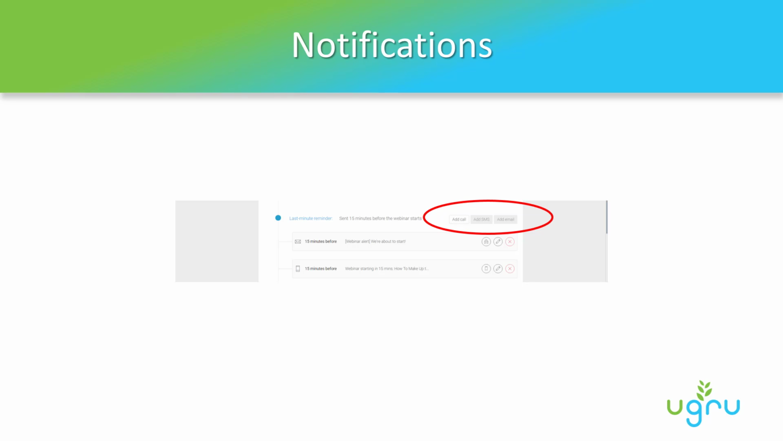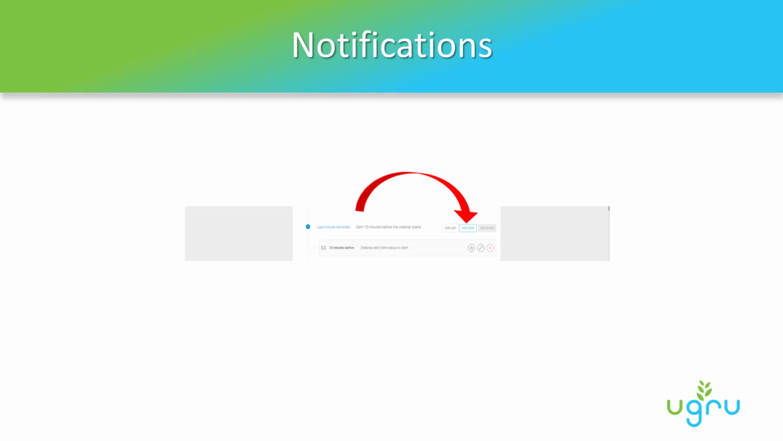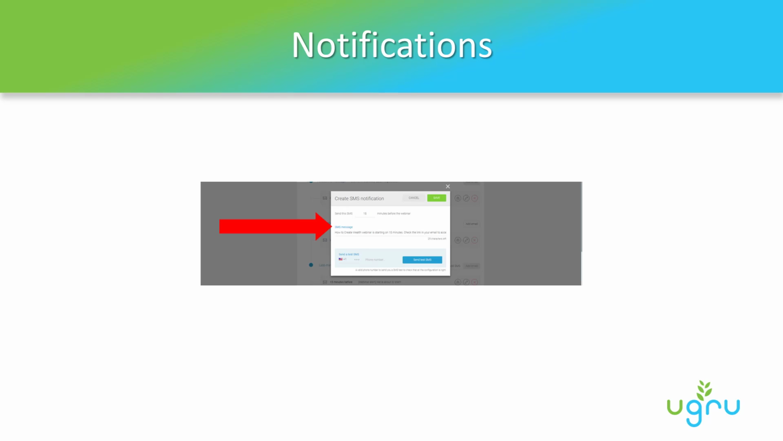The next option is the last-minute reminder, which is sent 15 minutes before the webinar starts. This can be an email along with a text message and even a pre-recorded phone call if you want. But you'll want to use the email and text only here probably. Now, to add a text message alert, click the Add SMS button. Then type the message that you want to send and click Save. If you want to send yourself a test, enter your phone number and hit the Send Test SMS button.